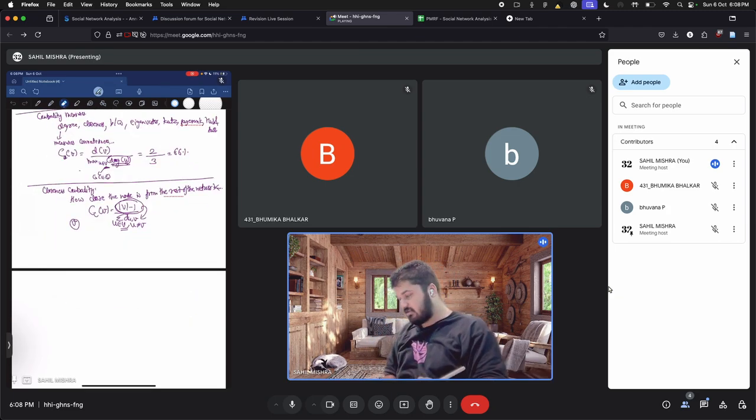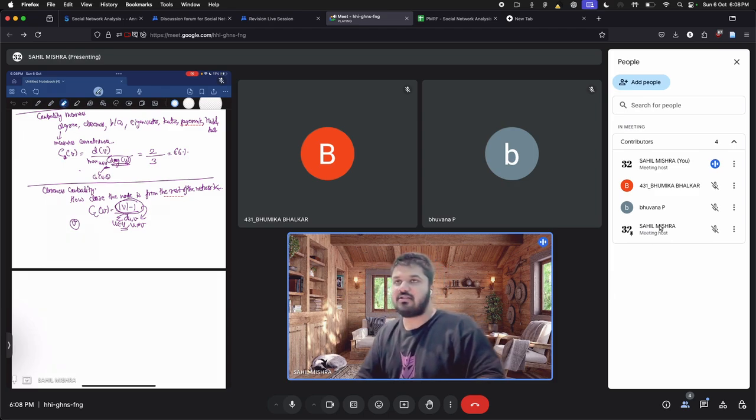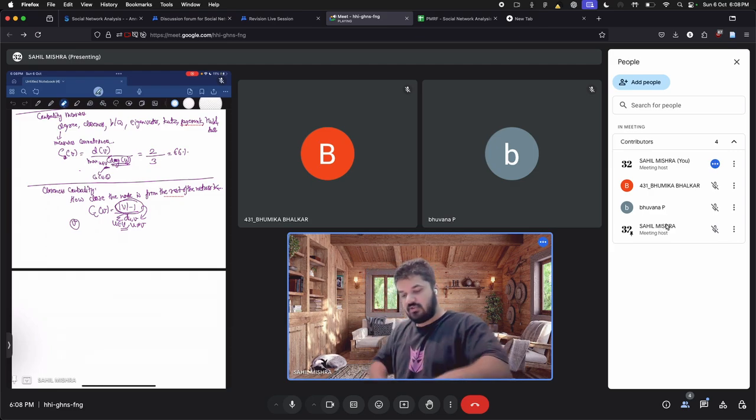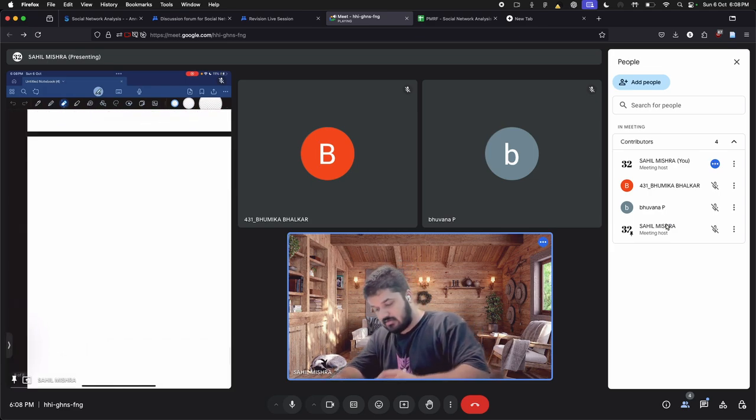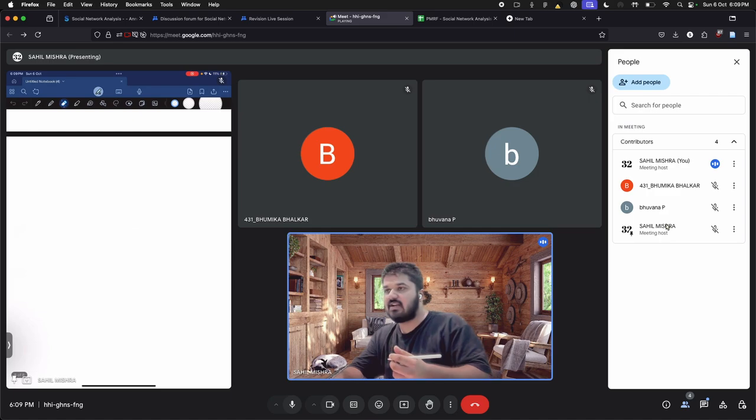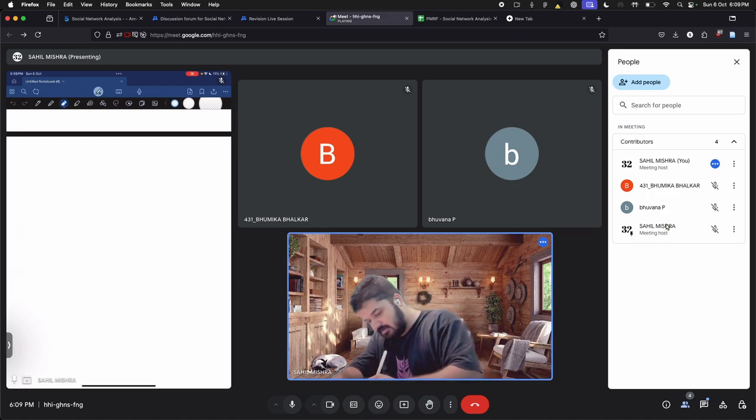So node centrality measures. There are most commonly used 6-7 node centrality measures. The most commonly used and the easiest one is degree centrality. First of all, I'll explain where degree centrality is used because these questions might come in the exam in the applied part.